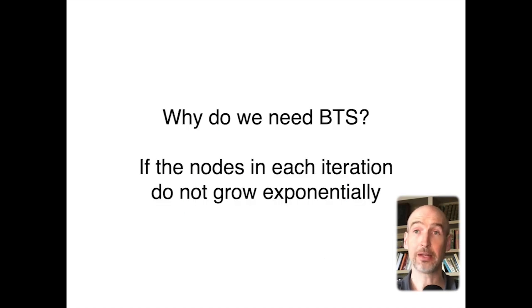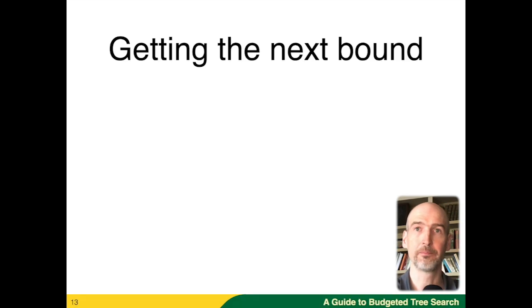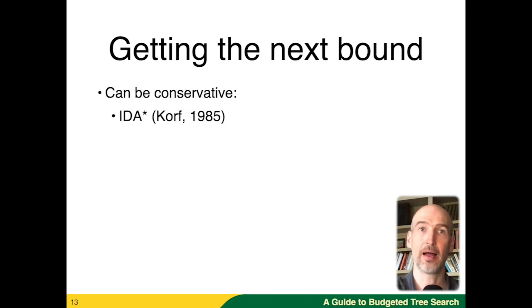And so why do we need budgeted tree search? Well, if the nodes in each iteration do not grow exponentially, then we need something like budgeted tree search to make sure that they do grow exponentially. Okay. So the big question here is, where do we get the next bound for search? Well, in the past, IDA star was the most conservative approach you could use, which is to use the minimum possible next f cost. And so that works when you have unit edge costs and the tree grows exponentially.